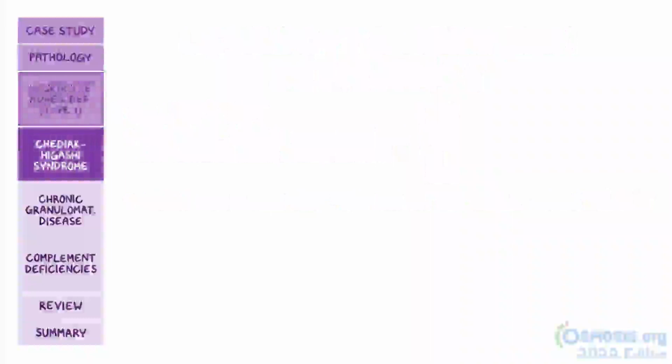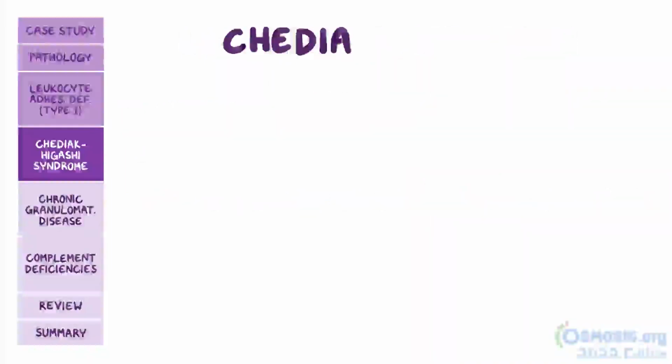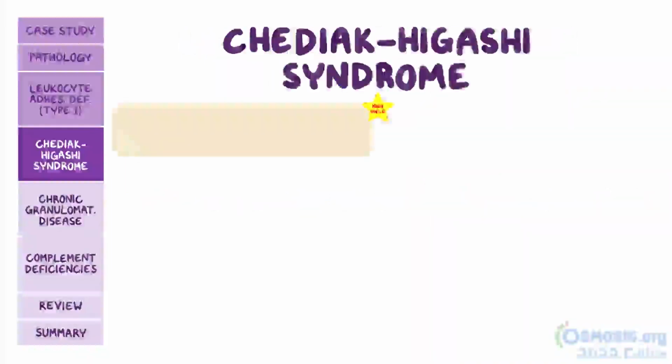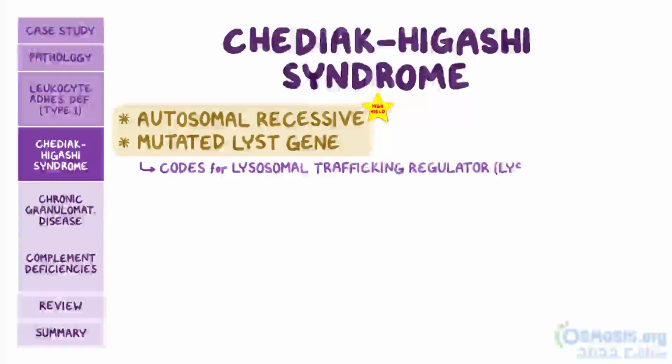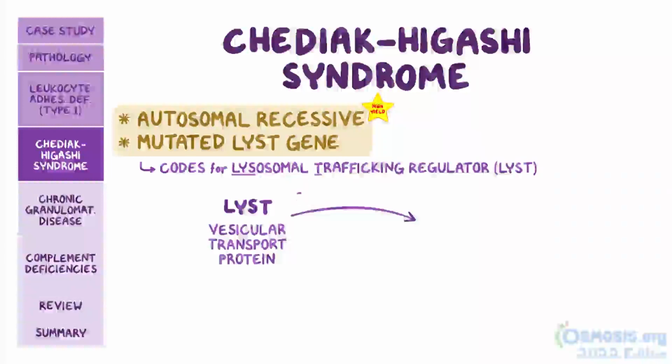Another high-yield phagocyte dysfunction is Shigyaki-Gashi syndrome, which is also autosomal recessive. The mutated gene here is the LIST gene, which codes for the lysosomal trafficking regulator, or LIST for short. LIST is a vesicular transport protein that's particularly important for the transport of substances into lysosomes.